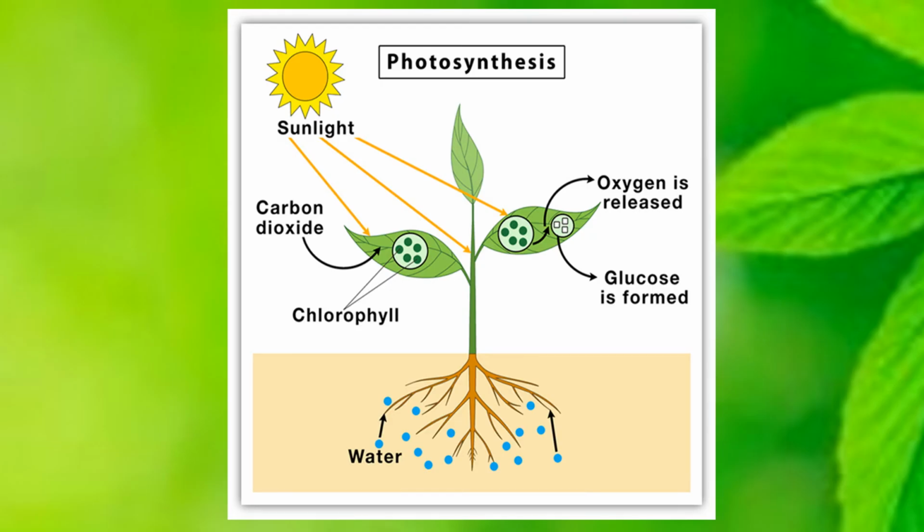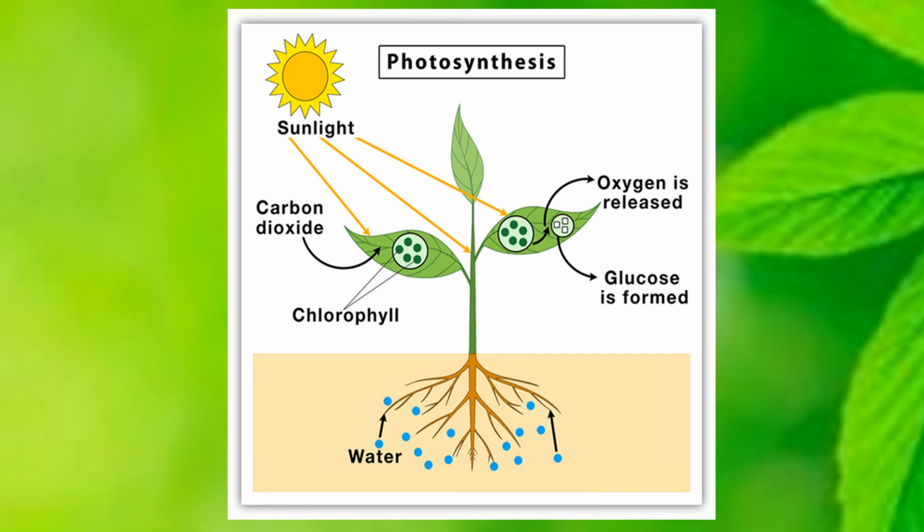This diagram shows you a whole summary of the photosynthesis process. Look, sunlight is fallen on the leaves and carbon dioxide is absorbed into the leaves. Chlorophyll is inside the leaves and water particles are absorbed through the roots. So all these are the factors of photosynthesis.